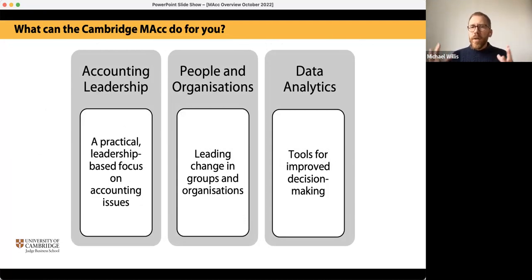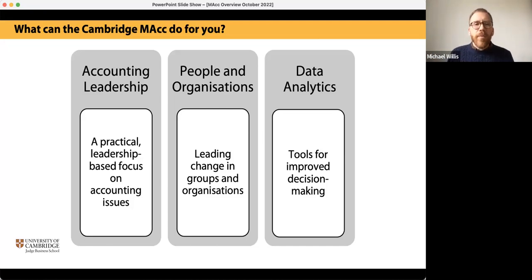So broadly speaking, the curriculum really has three areas of focus. One, accounting leadership. And this is practical leadership focus on accounting issues. Again, not the technical study of accounting to train you for a qualification exam. This is a leadership lens on accounting issues. I'll say more about that in a moment.